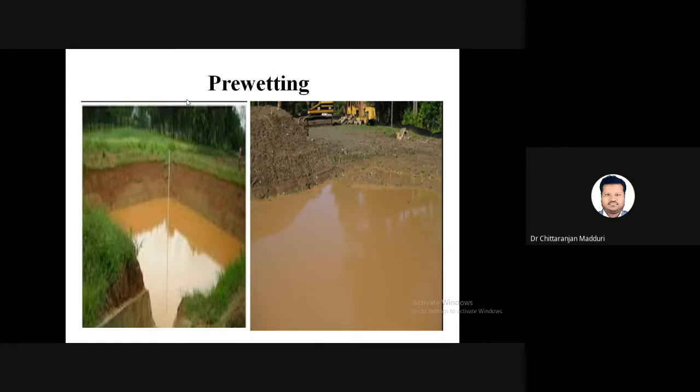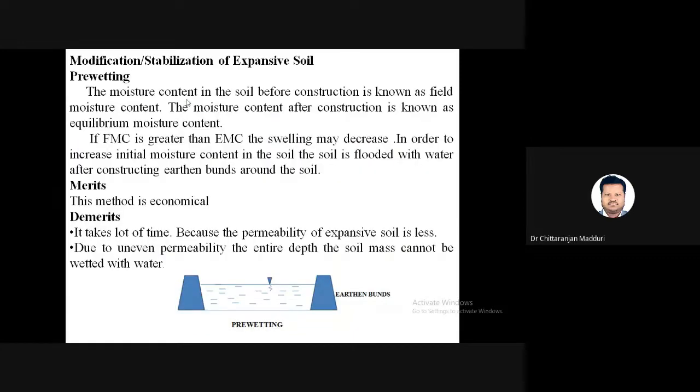I am taking the first one, soil stabilization or modification. The first technique is pre-wetting, that means wetting of soil mass prior to construction. In pre-wetting, the moisture content in the soil before construction is known as field moisture content, FMC. The moisture content after construction is known as equilibrium moisture content, EMC.